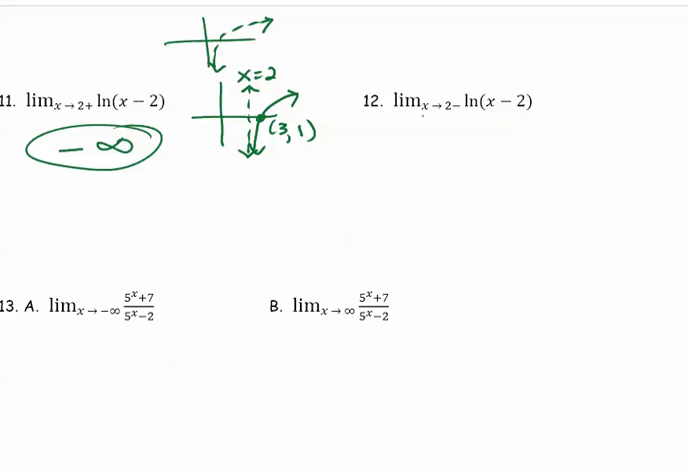And now we're doing the same graph in number 12. The limit as x approaches 2 from the left side. There is no such limit because it's not even in the domain of our function, so it does not exist.